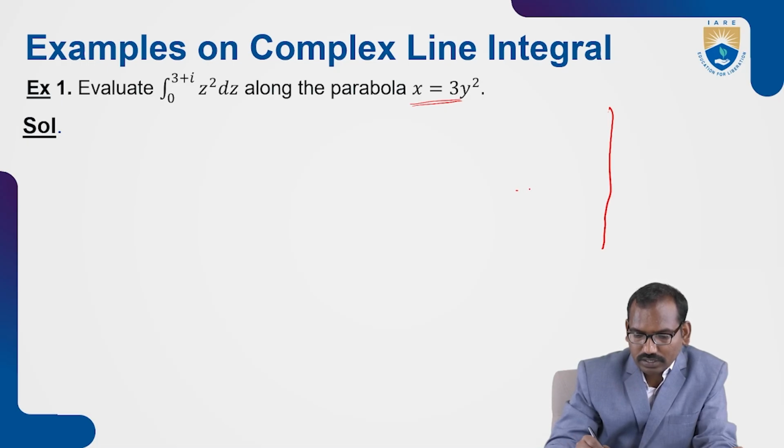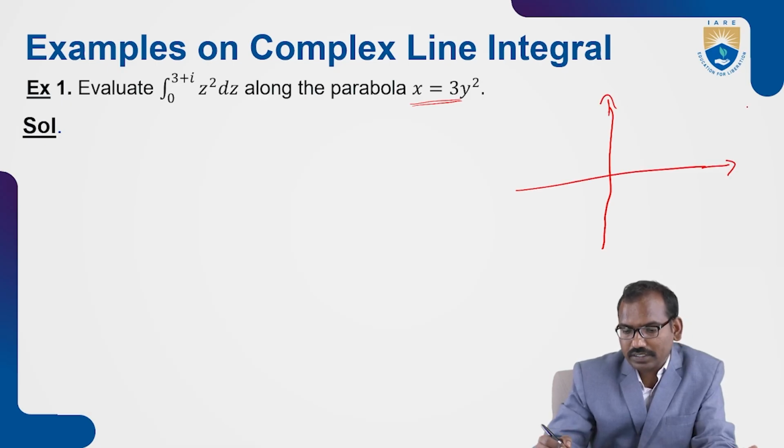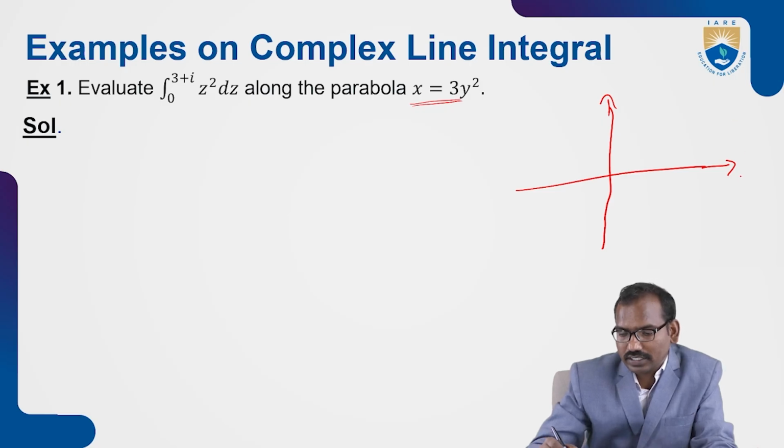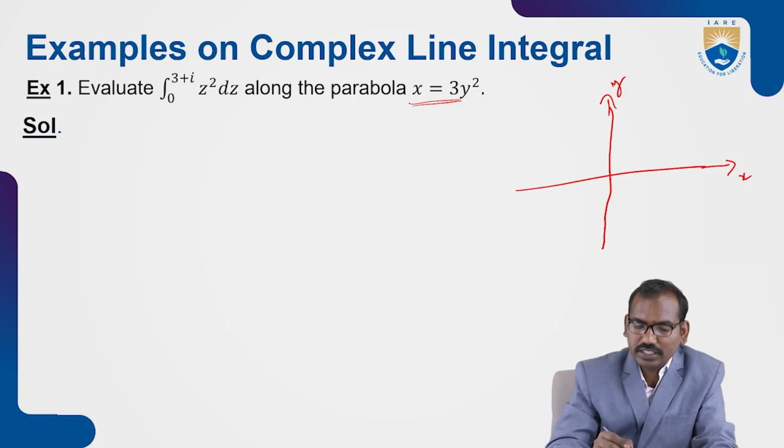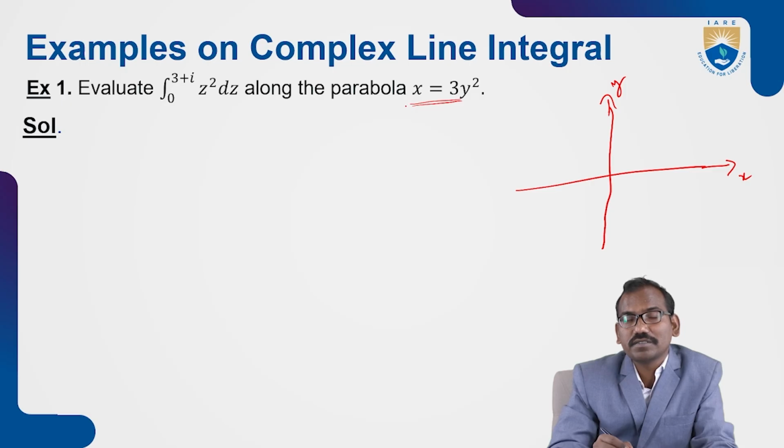graph of this parabola. Here, this is the complex plane. Horizontal axis we take as the real part of the complex variable z. The real part of the complex variable is x, and the imaginary part is y. There is a relation between x and y given, and we know it is a parabola. It is symmetric to the x-axis because the degree of x is 1.